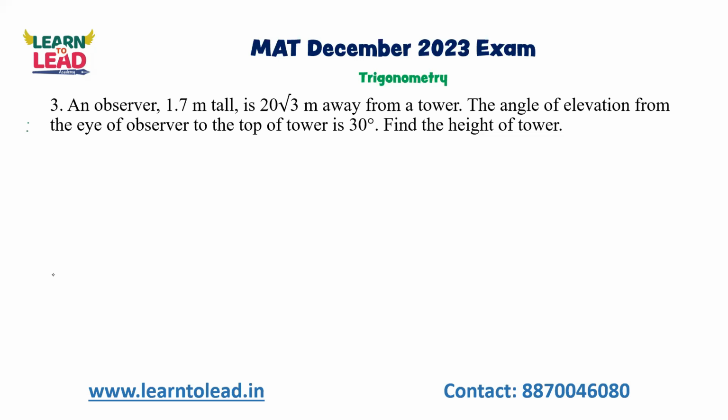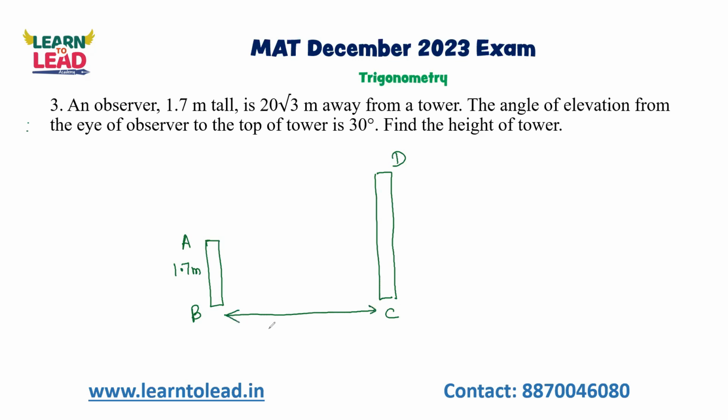An observer 1.7 meter tall. Let us consider an observer. He is 1.7 meter tall. Consider him as AB. He is 20 root 3 meter away from a tower. Let us consider this as a tower. The angle of elevation from the eye of the observer to the top of the tower is 30 degrees. Find the height of the tower. Let us consider this region as D.